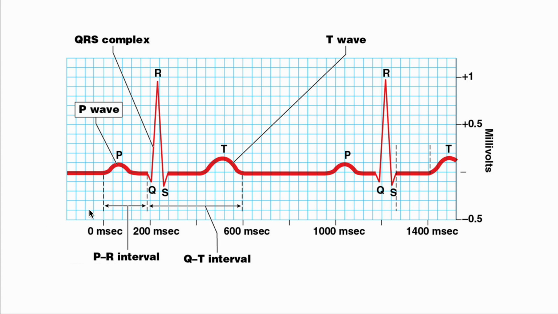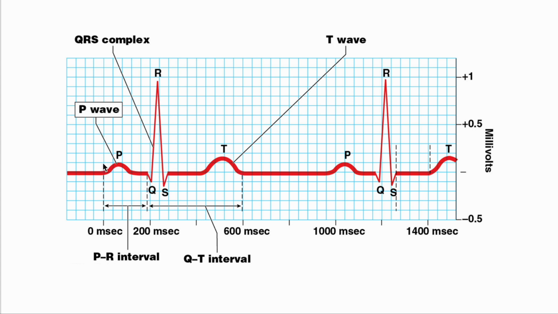So let's take a little peek here. There's our P wave. So that little bump right there is depolarization of the atria. Then we're going to have that QRS complex. This is representing depolarization of the ventricles, and we're going to have systole of the ventricles right in this area immediately after R. And then we're going to see repolarization of the ventricles right here as the T wave.